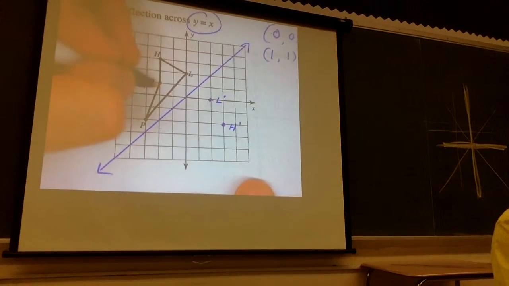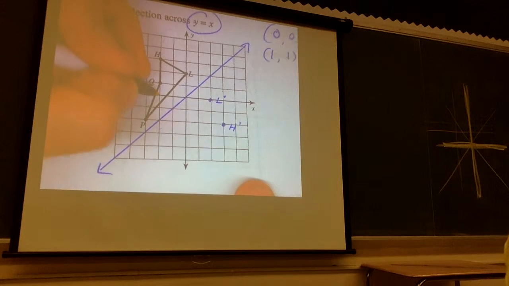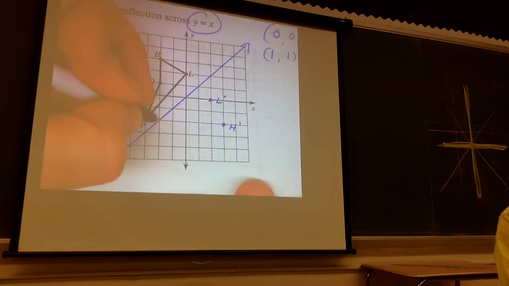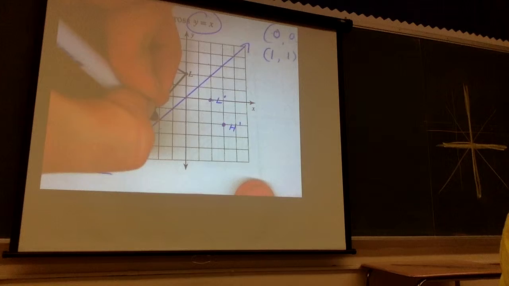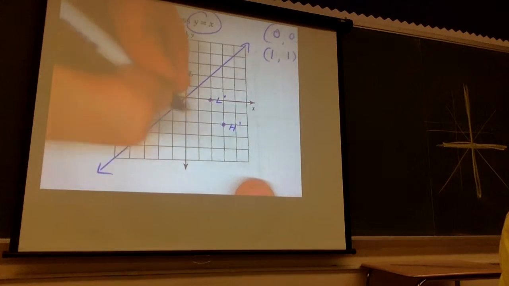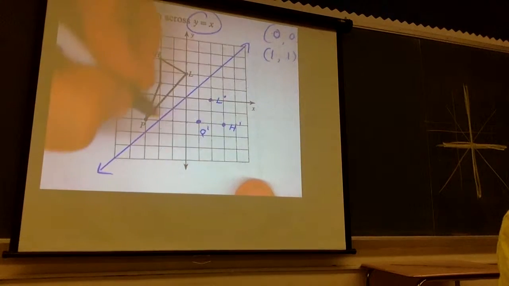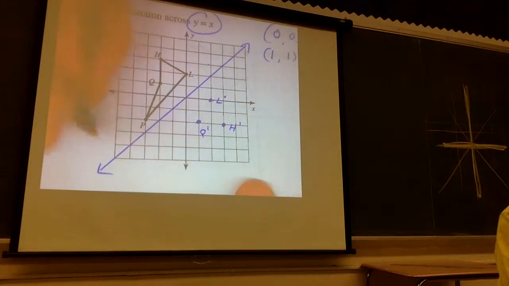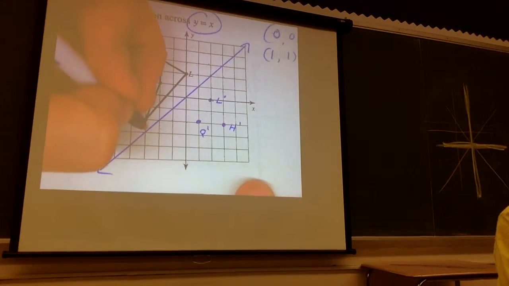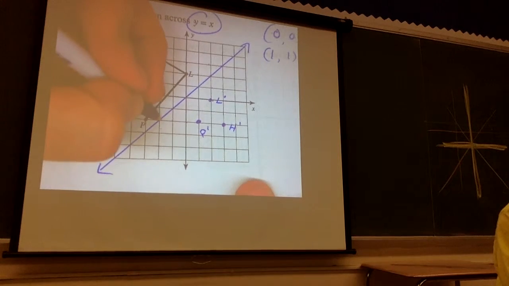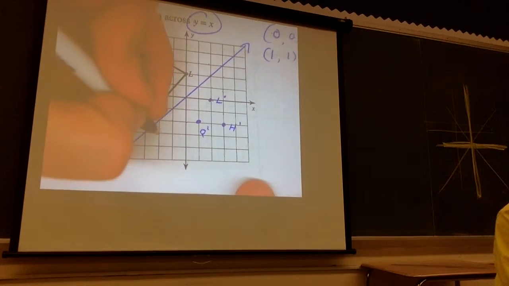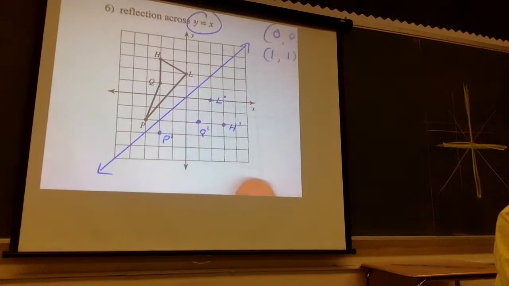All right. Q, this time I'll go vertically and then horizontally. Q is 1, 2, 3 units away from my line. So Q prime will be the same thing. 1, 2, 3 units away from my line. This is Q prime. Finally, P is 1 unit away from my line. I started counting vertically, so I'll go horizontally, or I could count horizontally and go vertically. I'll get to the same point. P prime is going to be right here.